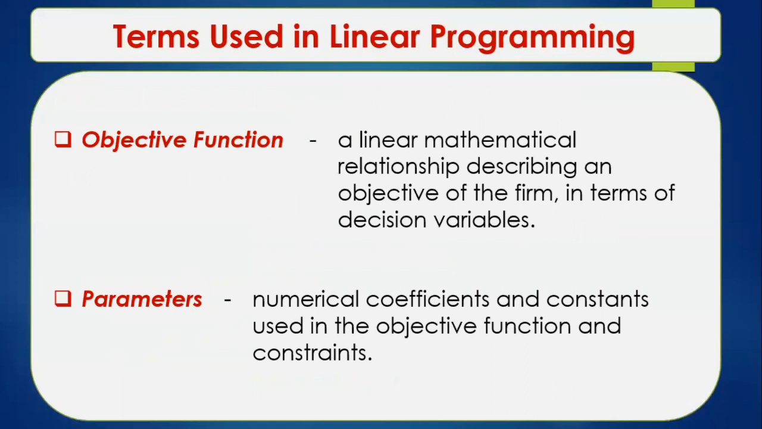Objective function is a linear mathematical relationship describing an objective of the firm in terms of decision variables. In linear programming, we are normally faced with two decisions. It's either we maximize the profit or we minimize the cost. So that's normally the objectives of the firm. Parameters, on the other hand, are numerical coefficients and constants used in the objective function and constraints.